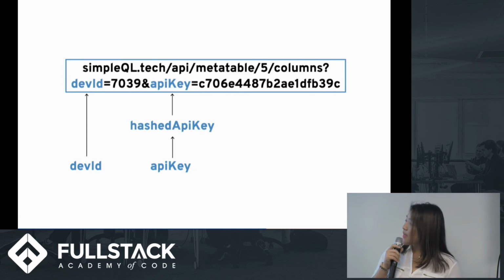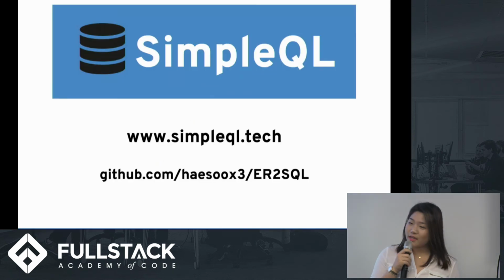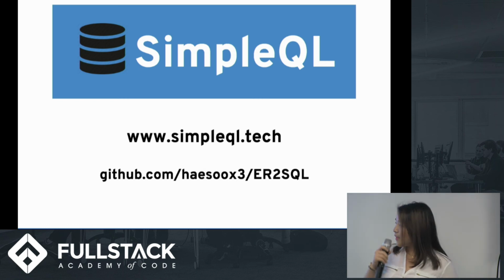SimpleQL then finds the API key that matches the developer ID that was provided upon request, and hashes it and checks to make sure that it matches the hashed API key that the user provided before allowing them any access to their databases. Now, users can upload, view, and store their data safely on SimpleQL.